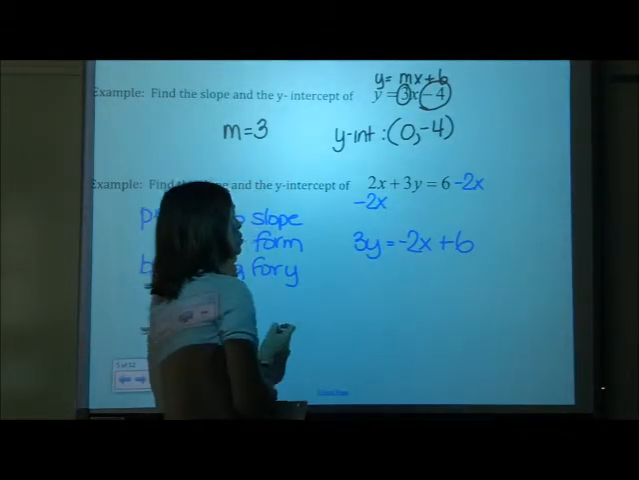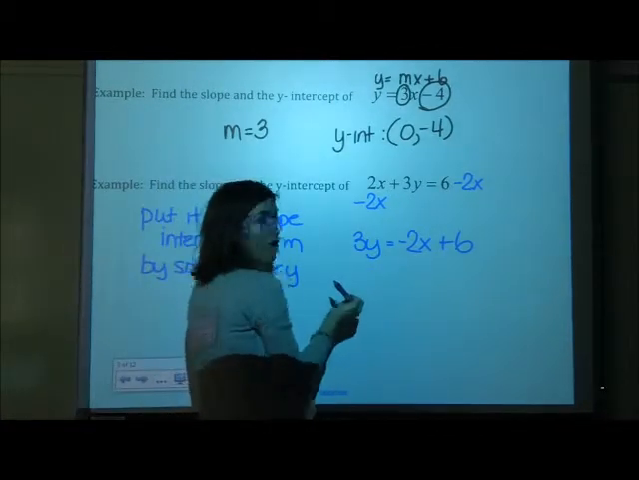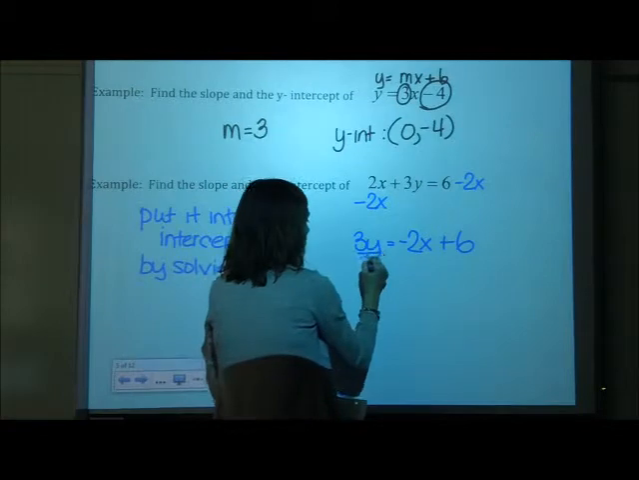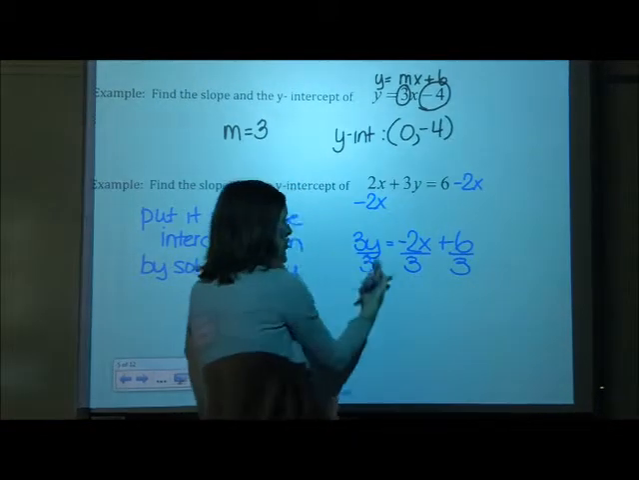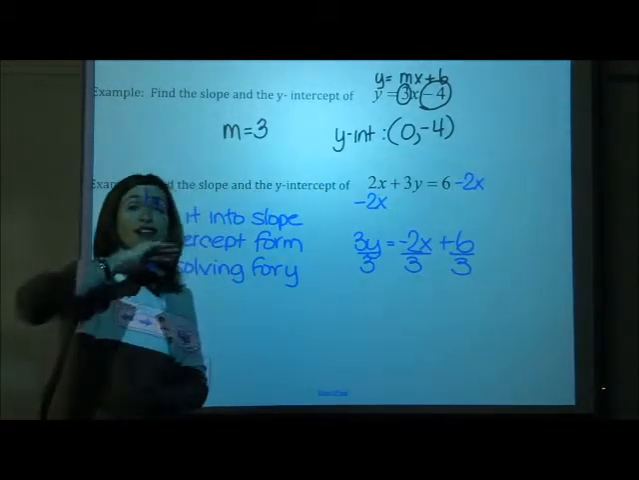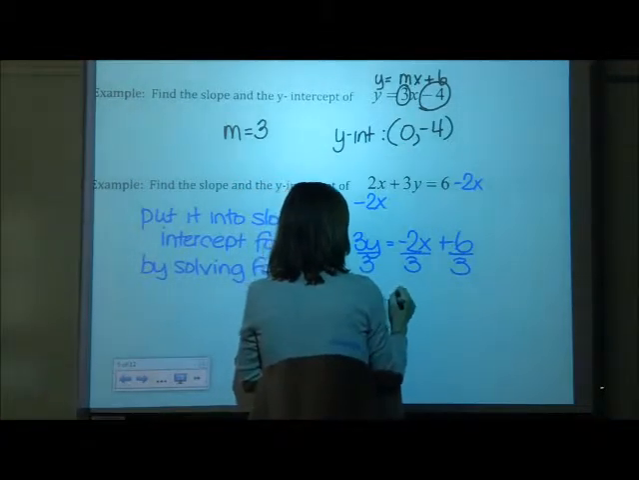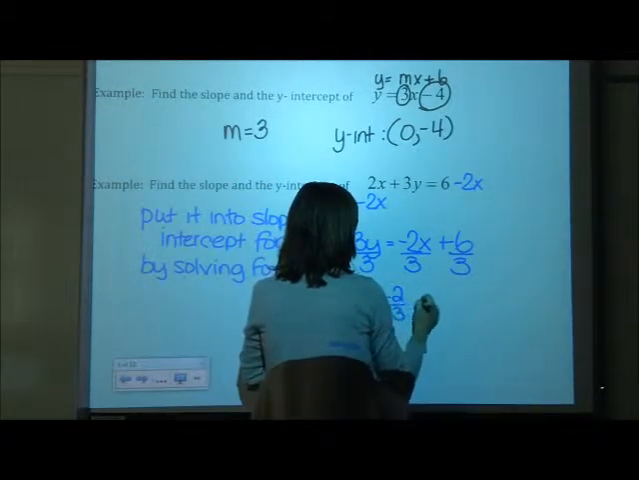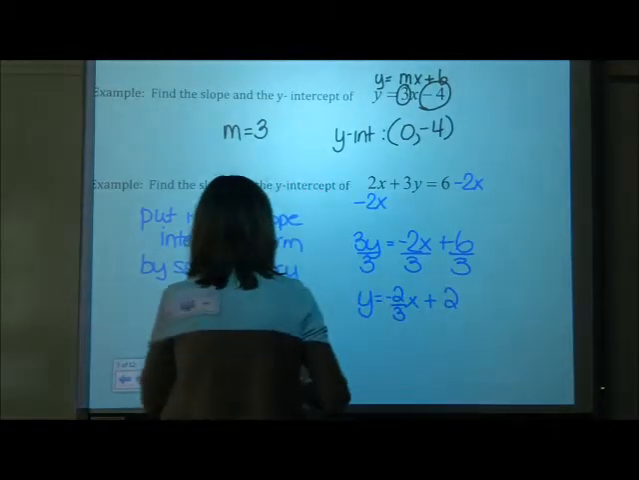But slope-intercept form is y equals, not 3y equals. So this has to be a coefficient of 1. So I'm going to divide everything by 3. Now, you have to make sure you divide each piece on the right by 3, because when you divide, you're dividing the whole thing by 3. So this would become y equals negative 2/3 x plus, we simplify 6 over 3 to 2.